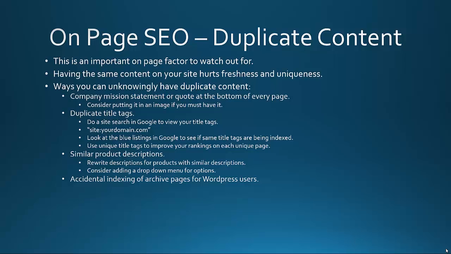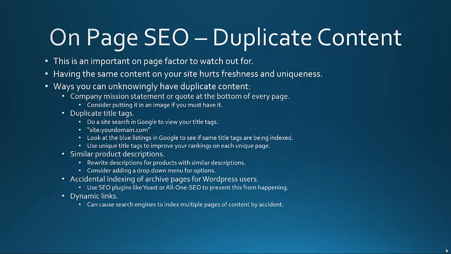Accidental indexing of archive pages for WordPress users. If you're on WordPress, you oftentimes will have a page called archives. Sometimes that page can get indexed. If you use SEO plugins like Yoast or All in One SEO, they will actually prevent this from happening. Dynamic links are another thing to watch for. They can cause search engines to index multiple pages of content by accident. So that's something else to keep in mind.